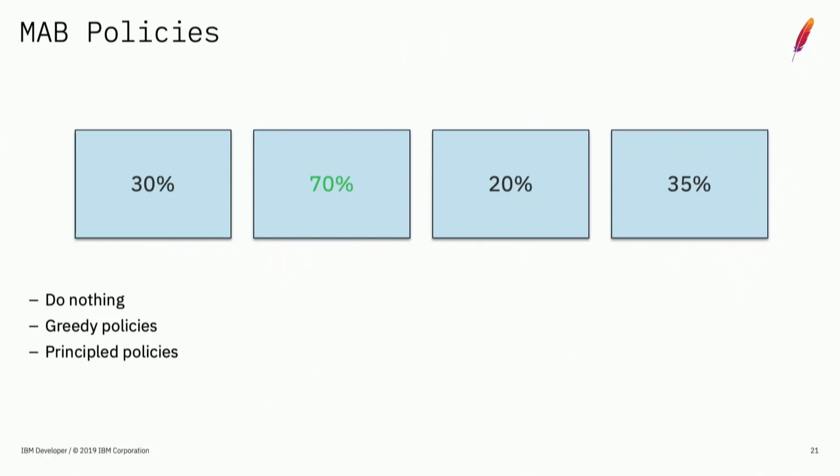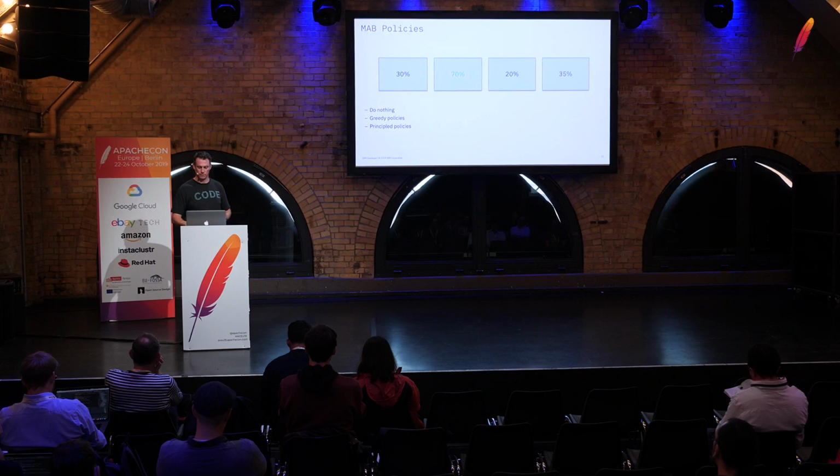So the first is obviously we can do nothing. That's not going to be very useful because we're going to get no reward, and that's definitely not going to be optimal. The second is the greedy policies, and the third is more principled statistical policies.